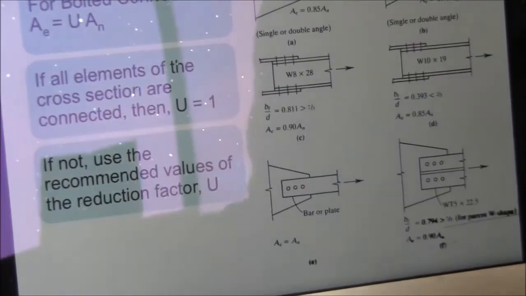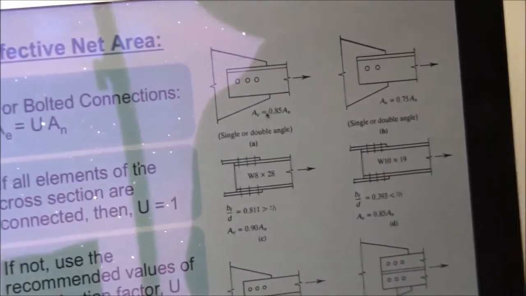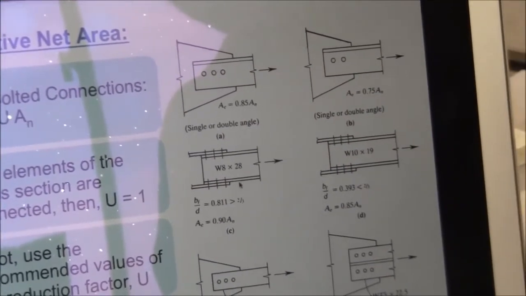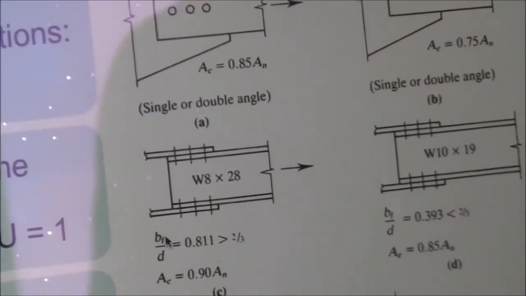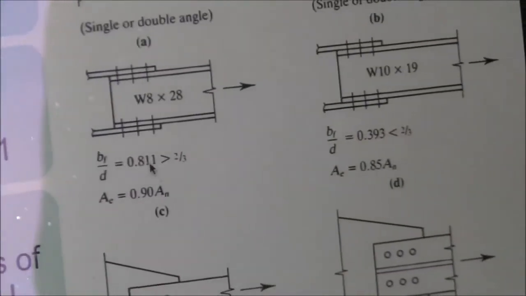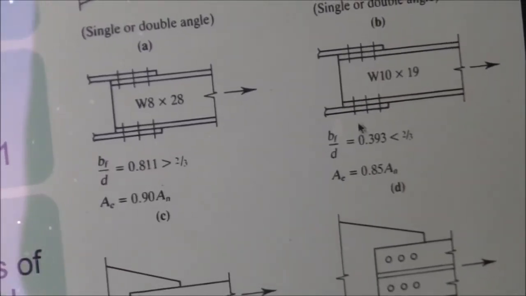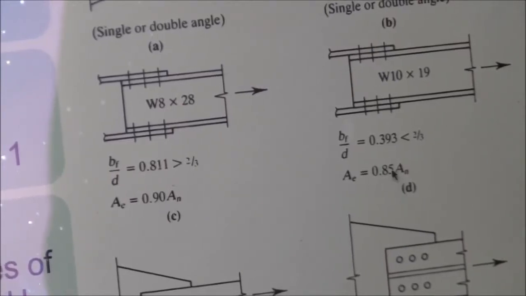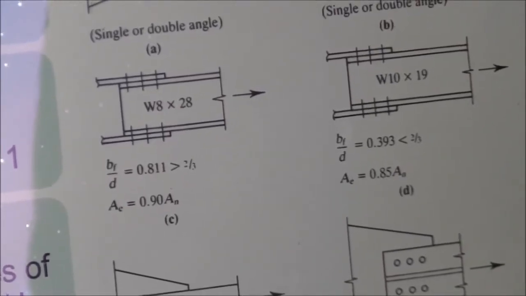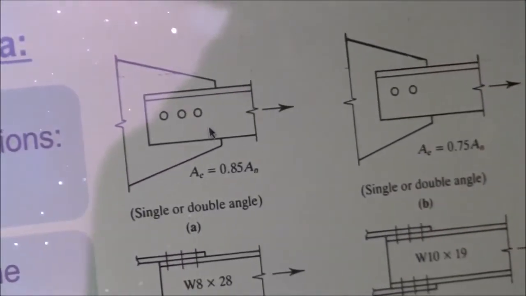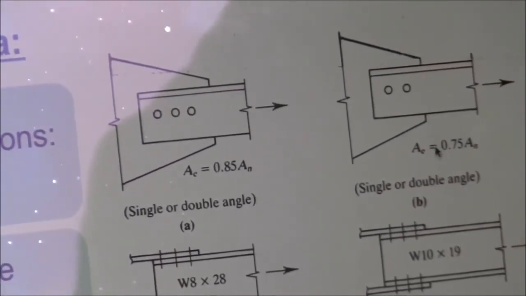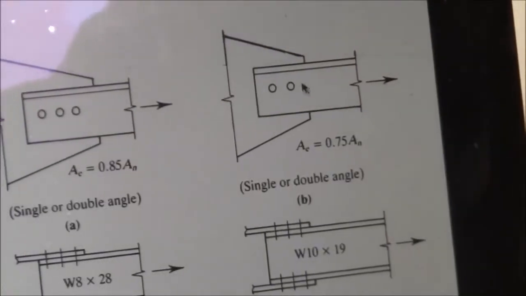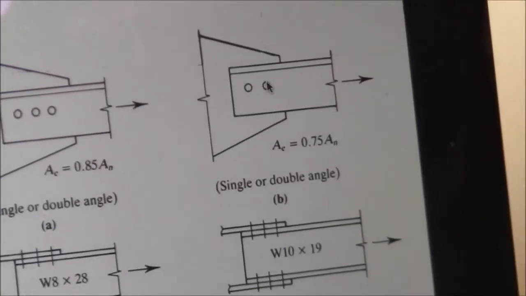This is also a clarification. If you have an angle, then this is the application of B flange over D. If it's greater or equal to 2/3 of D, which is 0.66, use 0.9 AN, and if it's less than 2/3, this is 0.85 AN, and this is for the angle. If you have 3 bolts, they are saying it's permissible to use 0.85, but if you have 2 bolts per line, then it's allowed to be 0.75. Actually, these are modified, I think, in the 14th edition of the manual.